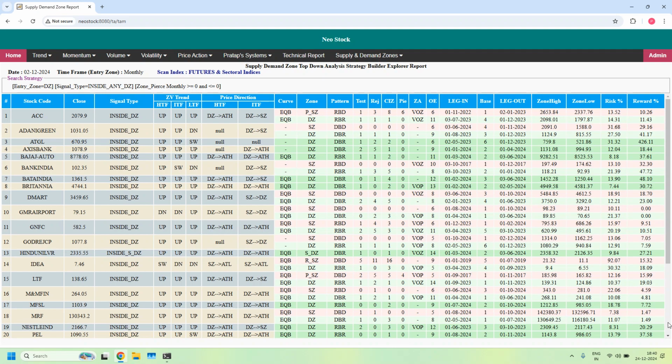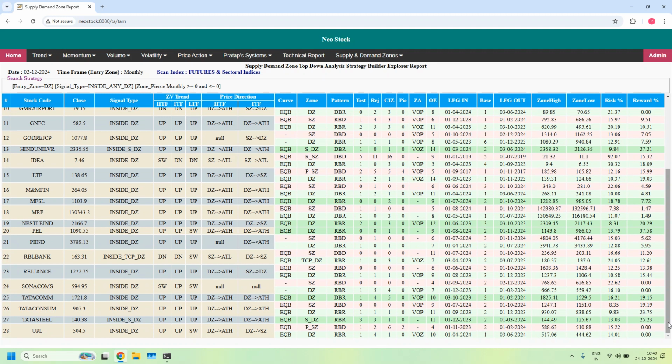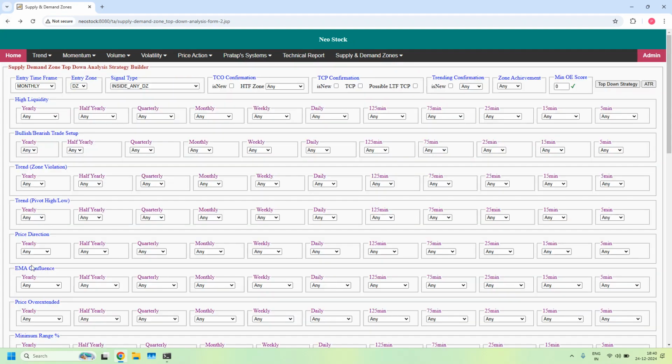So these are the first 20 stocks where price closed inside the monthly demand zones. I am scrolling the list down. Total 28 stocks are filtered where price closed inside the monthly demand zone. We can further filter high probability supported monthly demand zones based on monthly EMA Confluence. So let me add that filter for these 28 stocks.